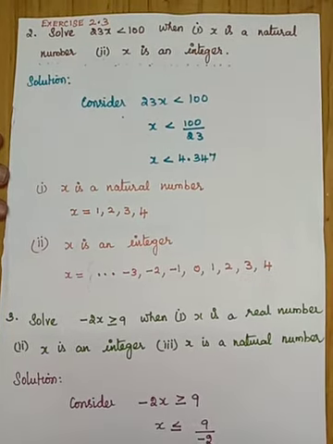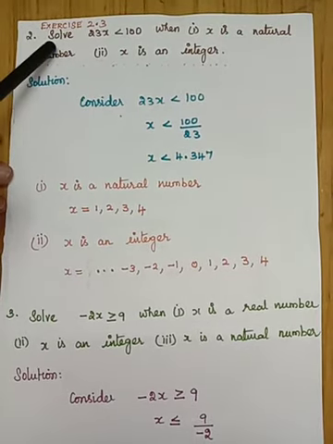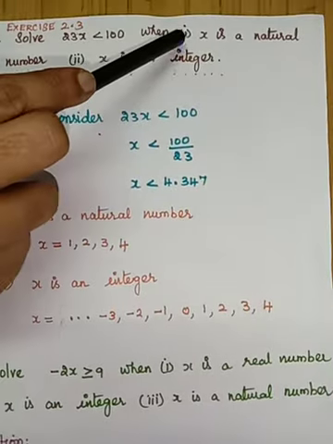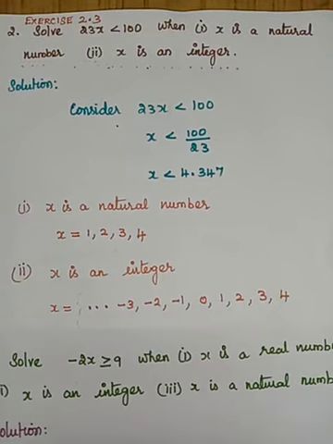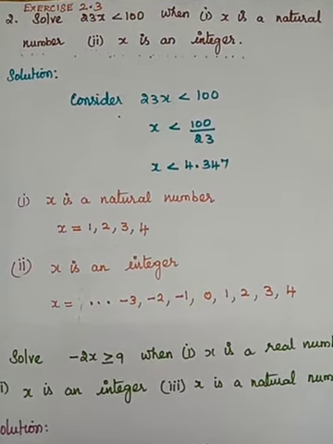Good morning, students. Exercise 2.3, second problem. Solve 23x < 100 when, first, x is a natural number, and second, x is an integer. So we have to find the value of x.